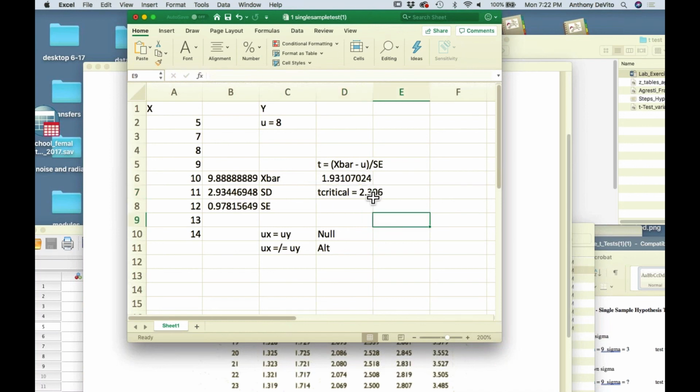So what's t critical? What's the value it has to exceed in order for me to reject the null hypothesis? 2.306. Can I reject the null hypothesis? Yes, no? Can I reject it? No. You guys agree? No. Why can't I reject it? Because the two means are not far enough apart for me to get a t-score that's bigger than 2.3, which is what I need for this sample size. Okay?